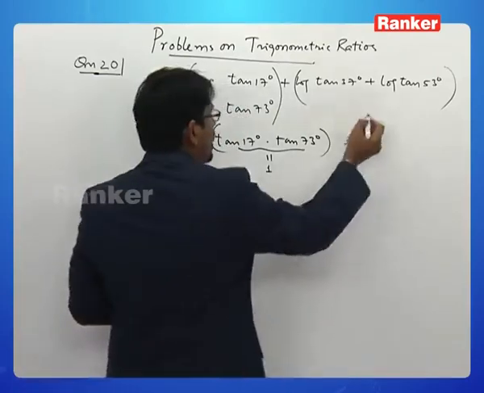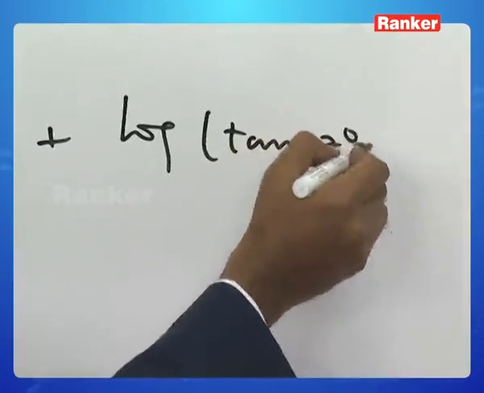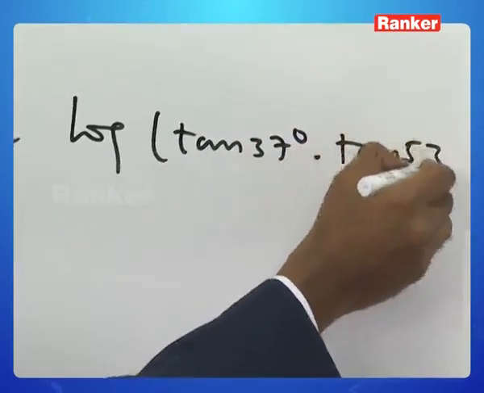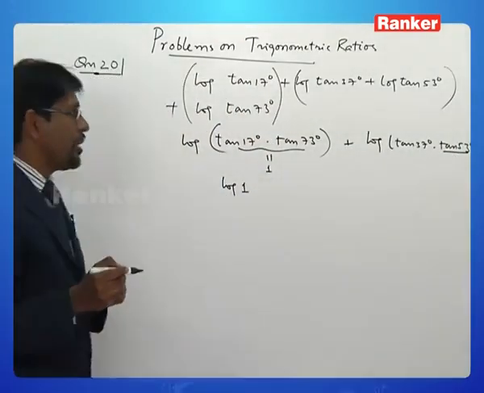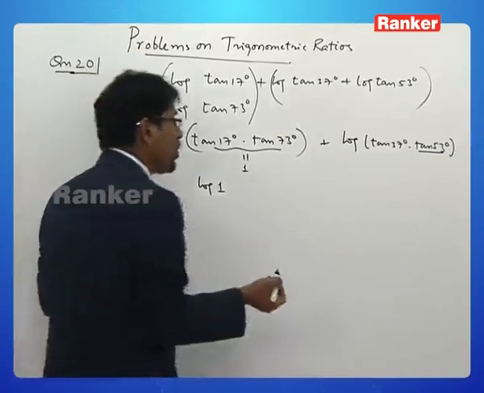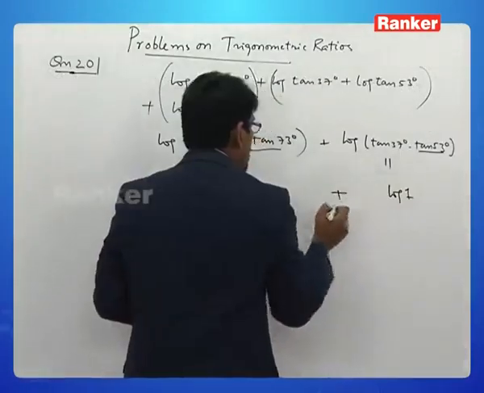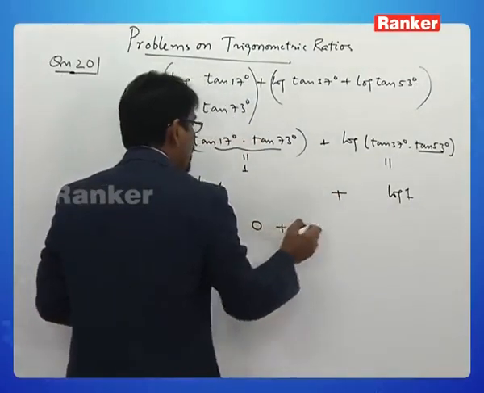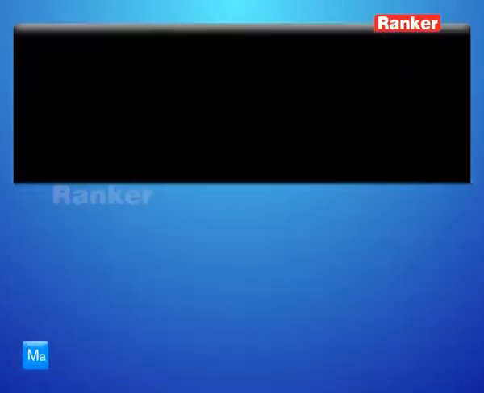Similarly, here again we'll get log of tan 37 into tan 53. What is tan of 53? Tan of 90 minus 37, that is cot 37. So this comes out to be again log 1. Log 1 is known to be 0, so 0 plus 0 we have 0. So clearly option 1 is the right answer. Next, let's move on to question number 21.